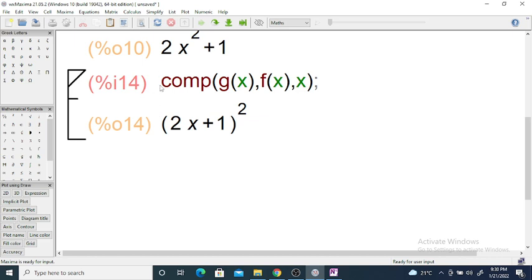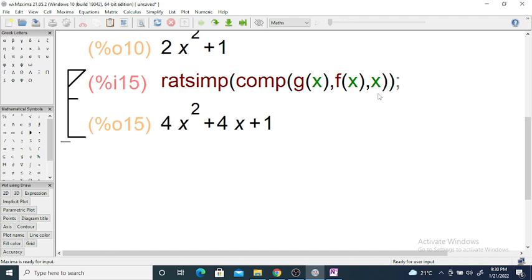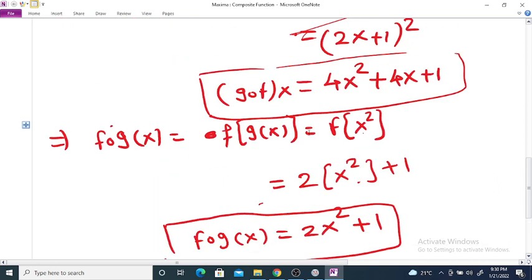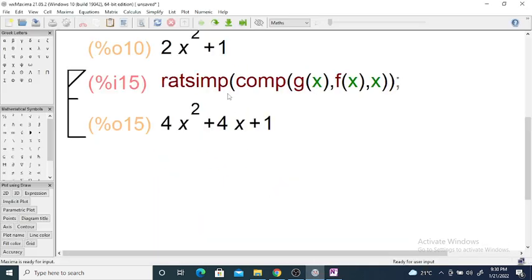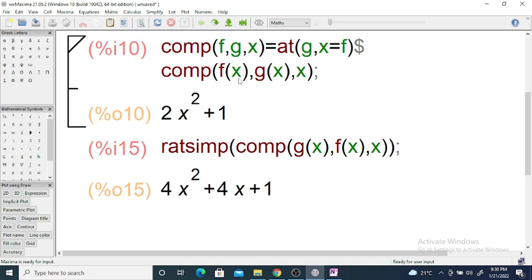Now if you write here ratsimp of, then you can see here it is 4x square plus 4x plus 1. So this is the composite function g of f of x, and this is f of g of x.